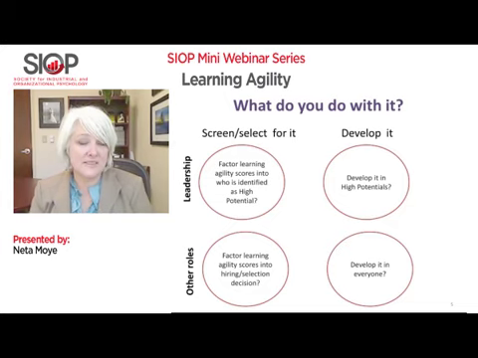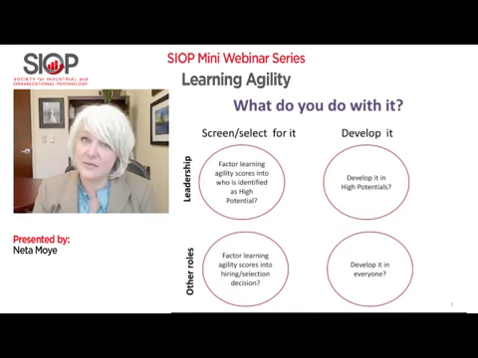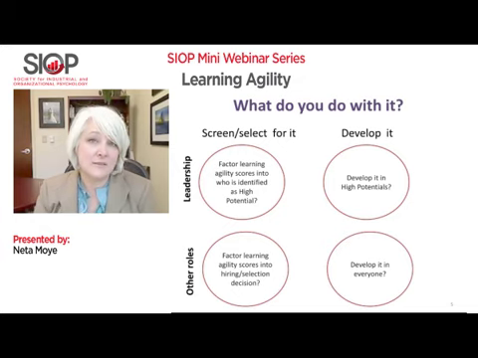So if you find yourself working with a population of people who require ongoing adaptive behavior, that they're going to learn from experiences, then what do you do with learning agility? There are two things you can do with it. You can screen or select for it, or you can develop it. This has most often been applied in the context of leadership, more importantly to high potentials. So people use it a lot to say, how can I identify or select my high potentials, and then how can I develop them around the concept of learning agility.